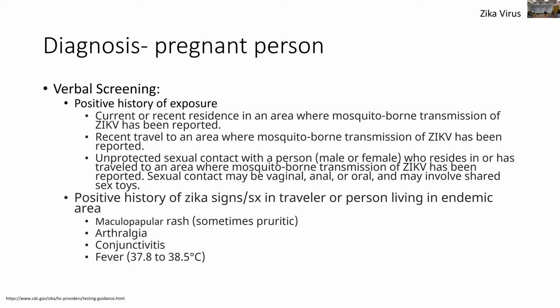For diagnosis, the CDC recommends that we start with verbal screening for risk of Zika. So if they've got a positive history of exposure, that would include current or recent residence in an area where there's mosquito-borne transmission of Zika, recent travel to an area where there's Zika, unprotected sexual contact with a person who resides in an area with Zika. Also would screen for a positive history of signs or symptoms of Zika in a person who is living in an endemic area or has traveled there. And that would include, as we talked about, the rash, the arthralgias, conjunctivitis, and fever.